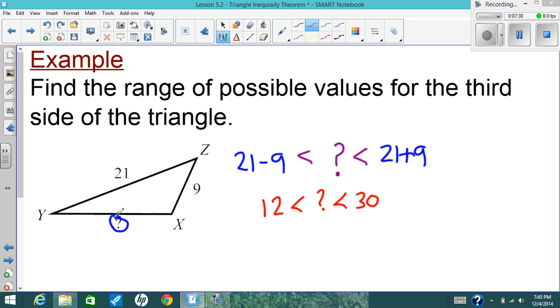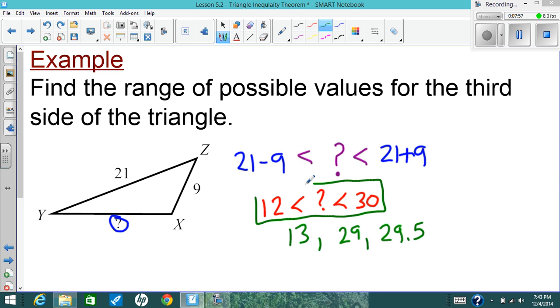That means that the third side of this triangle must be bigger than 12, and it also must be less than 30. So for example, we could have a side length of 13, we could have a side length of 29, we could have a side length of 29.5 if we wanted to, just as long as it's less than 30 and greater than 12. So this would be our answer right here. And these would be some examples if I asked you for an example of a possible third side length.